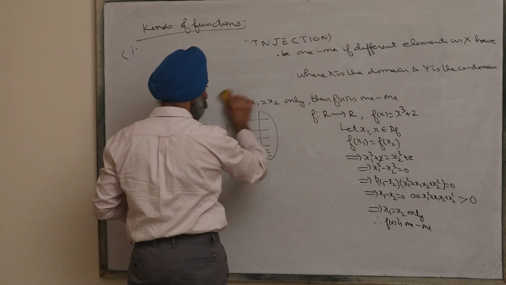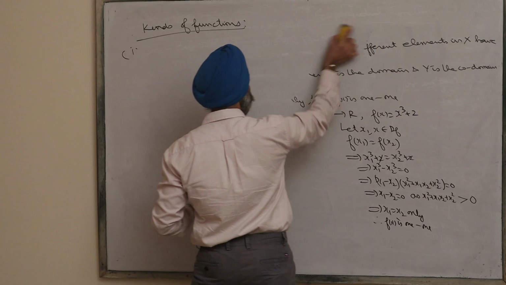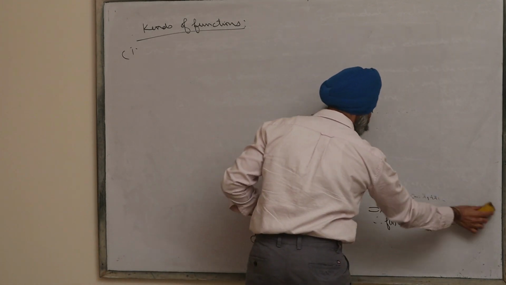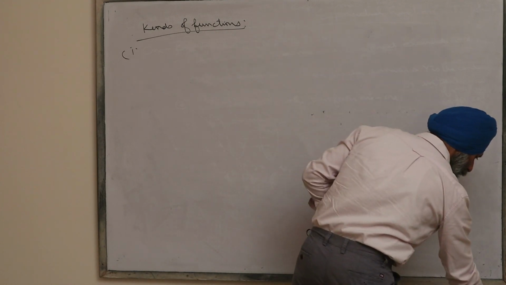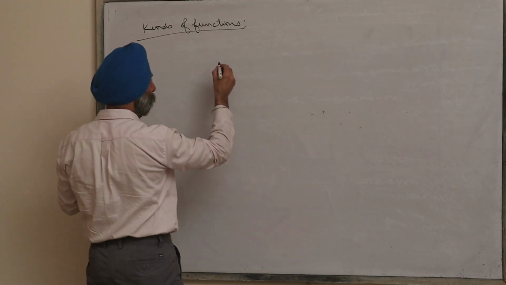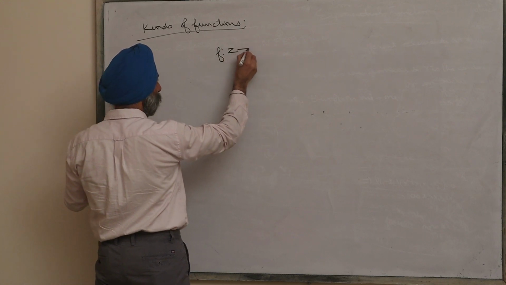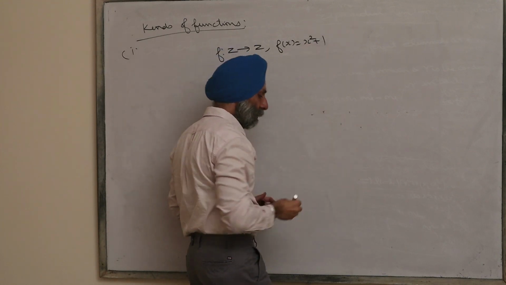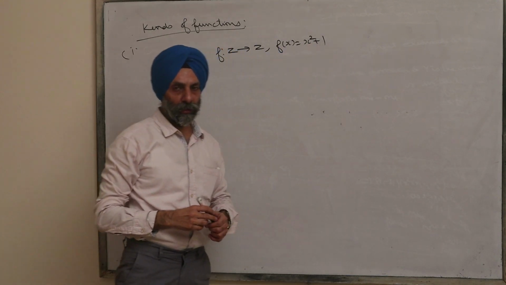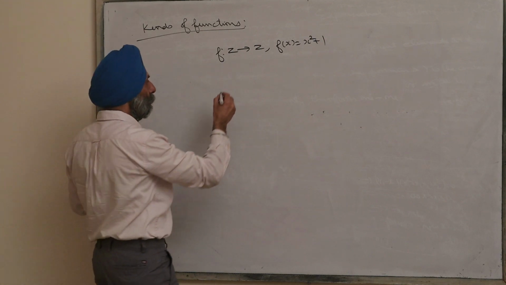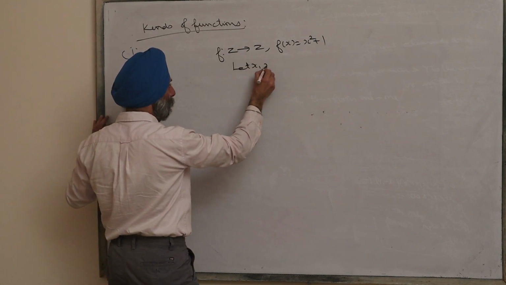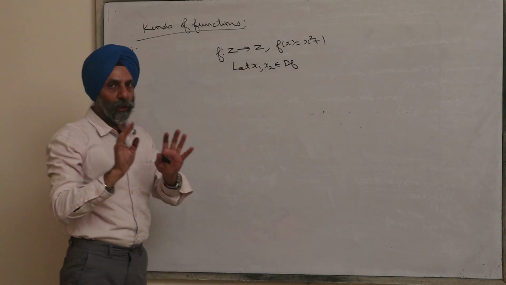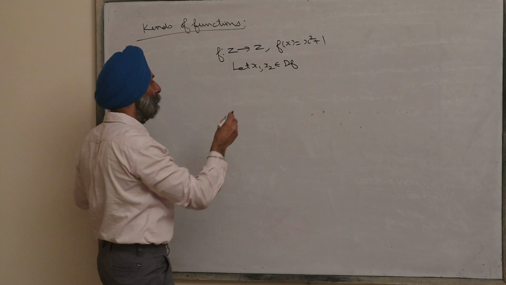Now, similarly, consider another example. Let's say there is another question, that is, f is a function defined from Z to Z given by f(x) equals x square plus 1. So we have to see whether this function is one-one or not. Let x1, x2 belong to the domain of the function, which in this case is Z. Z means the set of integers here.